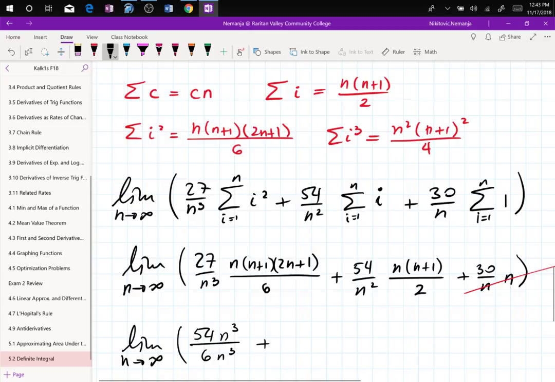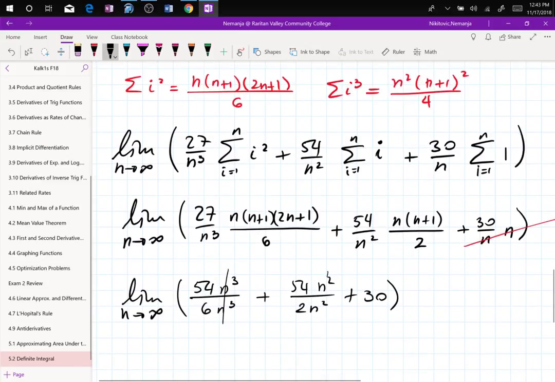Plus we have 54 n squared over 2n squared, and then we just have plus 30 because the other one canceled. So now the n cubes cancel, and this one cancels, and all you're left with is 54 divided by 6, that's 9, plus 54 divided by 2, plus 30, for a total of 66. So it should be 66.